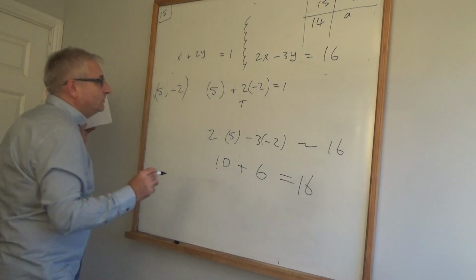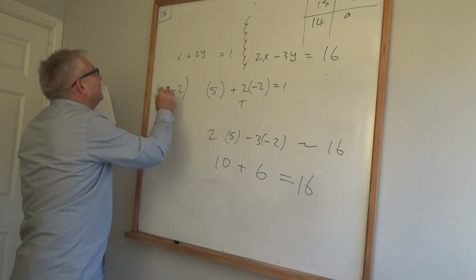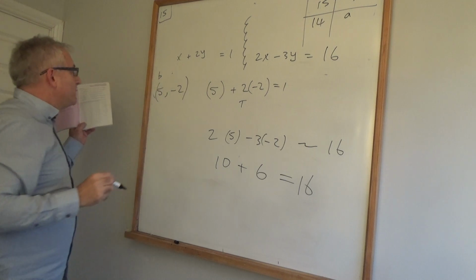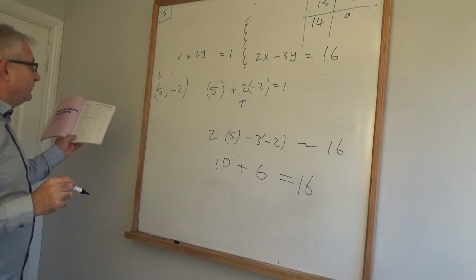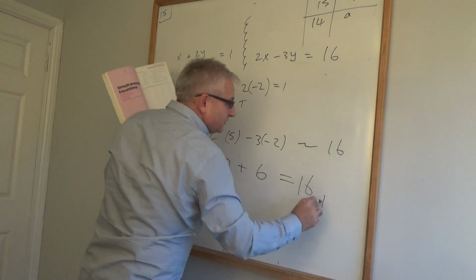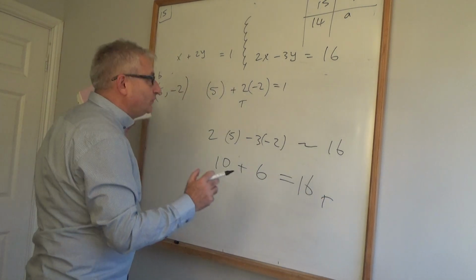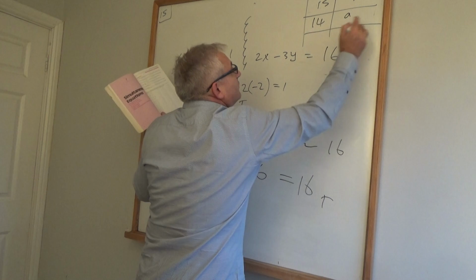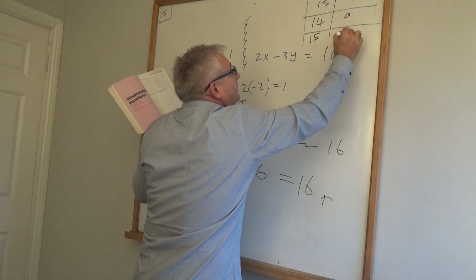Now are both of them true? We have a true on this. This is our second candidate, B, 5, -2, and we have a true on this. We've got the two trues that we need. Okay, so in question 15, it was B.